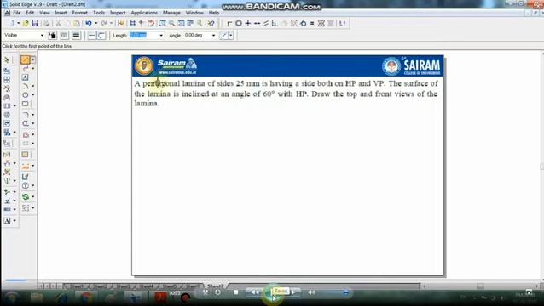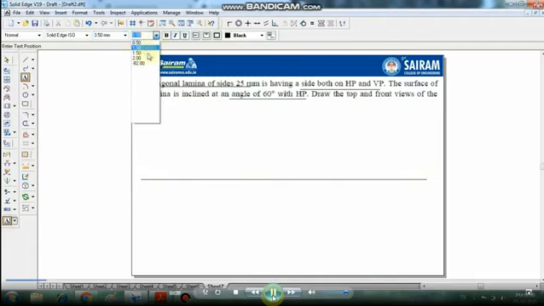In this problem, we are going to see a pentagonal lamina of 25 mm side, resting both on HP and VP. The surface is inclined 60 degrees to HP. So now draw the XY line, and mention VP above the reference line and HP below the reference line.